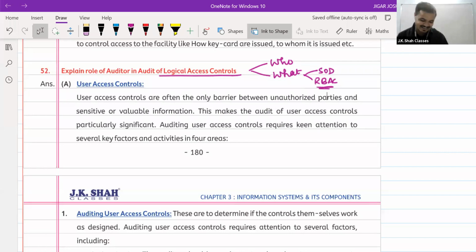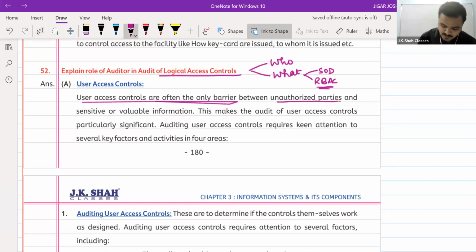Concentrate. Okay. So the first one, people: user access controls are often the only barrier. It is the only restriction that stops an unauthorized person from getting access to valuable information. Yes or no? Yes, sir. Suppose, my dear chartered, if I'm not keeping this kind of security system in my mobile phone, then definitely any unauthorized person would try to put his or her nose into my system. Yes or no? Yes, sir.